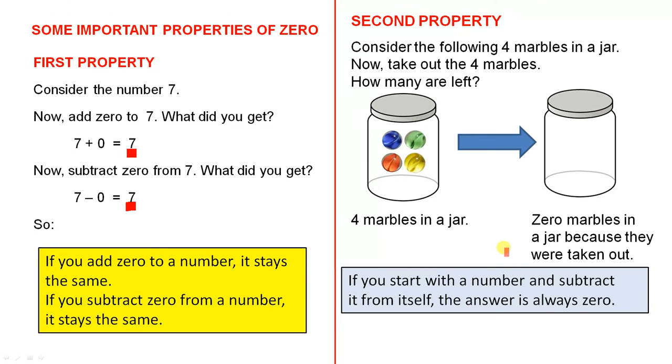So here is the next property. If you start with a number and subtract it from itself, the answer is always 0. So for this particular example, we had 4 marbles in a jar, we took them out, and the answer was 0. So that's an example of that property.